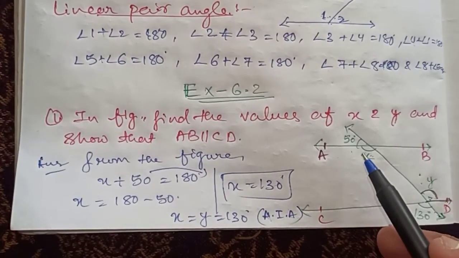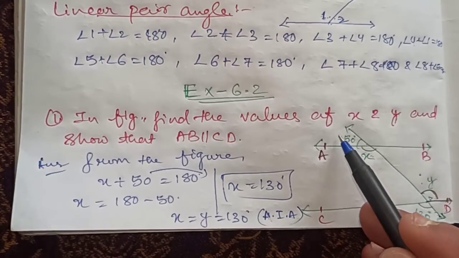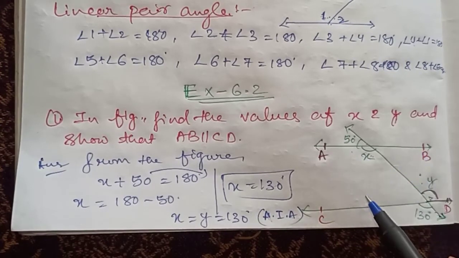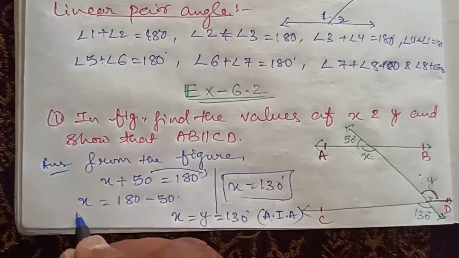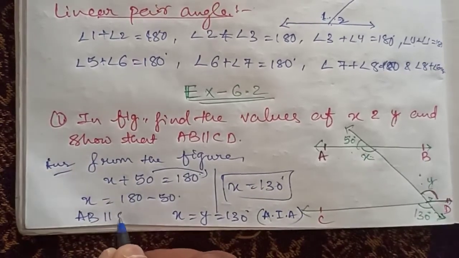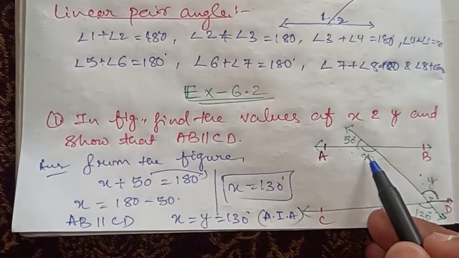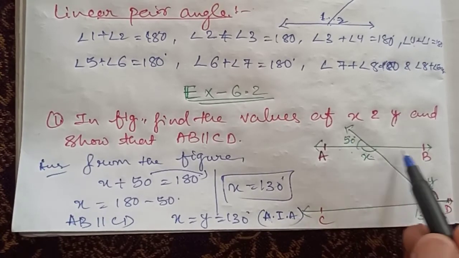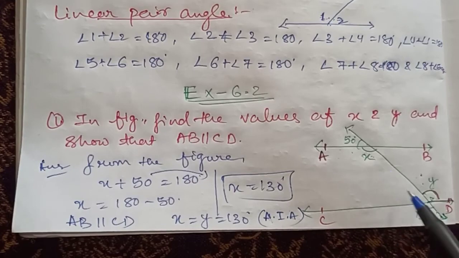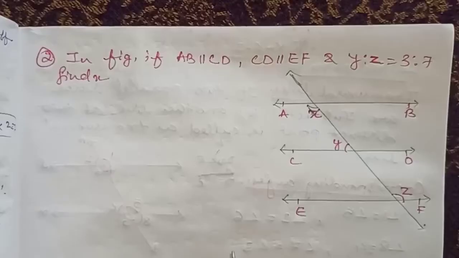That means if we use the alternate interior angle condition and the linear pair angle condition on the transversal line, then AB is parallel to CD. Since we are using the alternate interior condition for the transversal line, AB is parallel to CD. Getting it? Next question. Now question number 2.